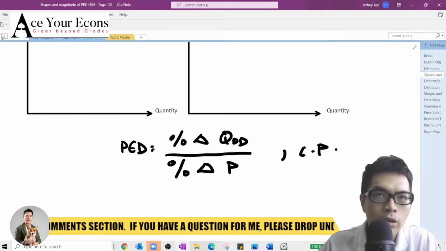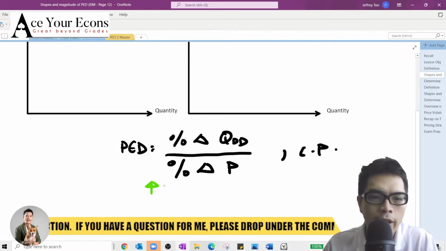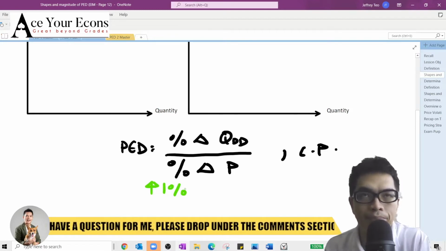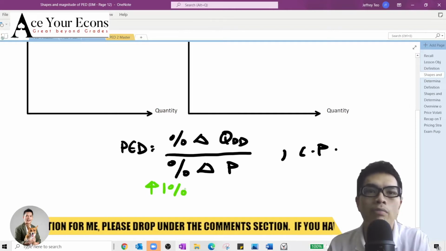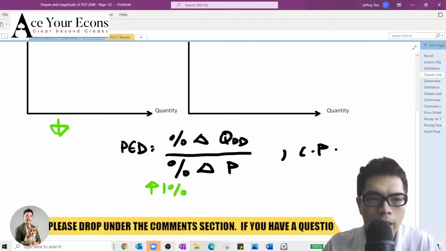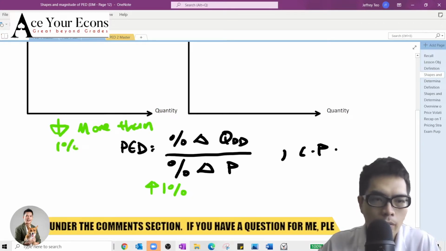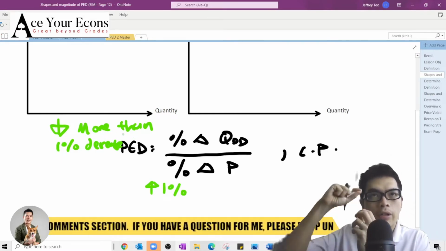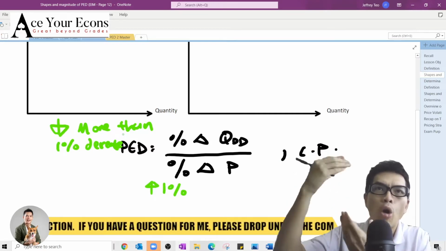So with this, I'm just going to use some simple hypothetical values. Let's say when there is an increase of 1% in the price of a good, in the denominator, we are concerned about how the numerator responds. If the numerator responds by more than a 1% decrease, I'll emphasize the word decrease, so when there's a 1% increase in price, your quantity demanded falls by more than 1%.